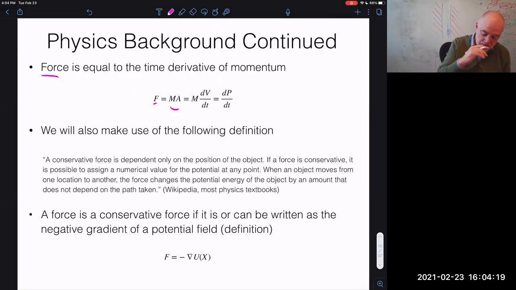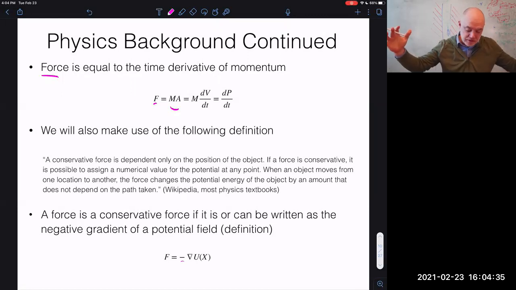Okay, so there's some potential field, right? You can think of this as the joint density, except upside down, right? So there's a potential field, and the force is the gradient in that potential field. Okay.